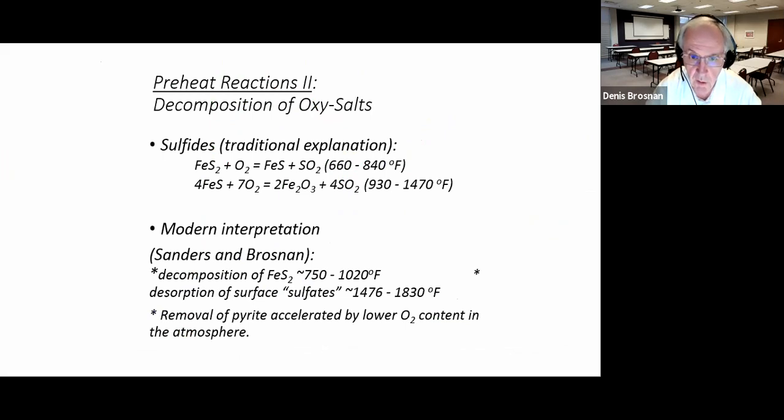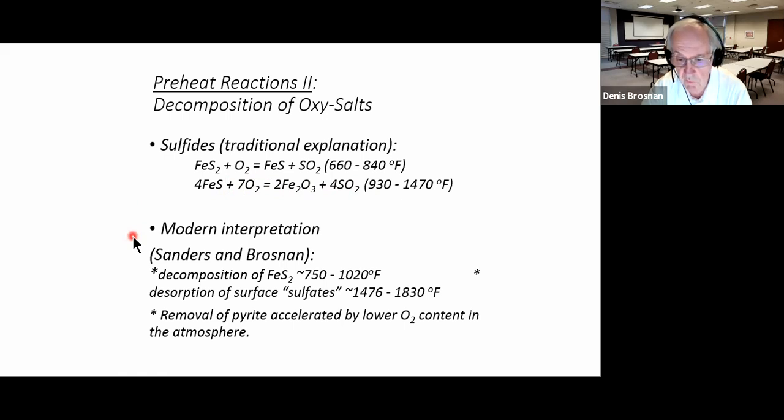Now we have what we call oxysalts in many of these natural clays, particularly if the clays are from areas where iron has been made from clays. Historically, we might have iron sulfides, pyrite, present. And the traditional explanation is that we have a two-step reaction of oxidizing the iron sulfide, FeS2 to FeS, and then that oxidizes again at higher temperatures.